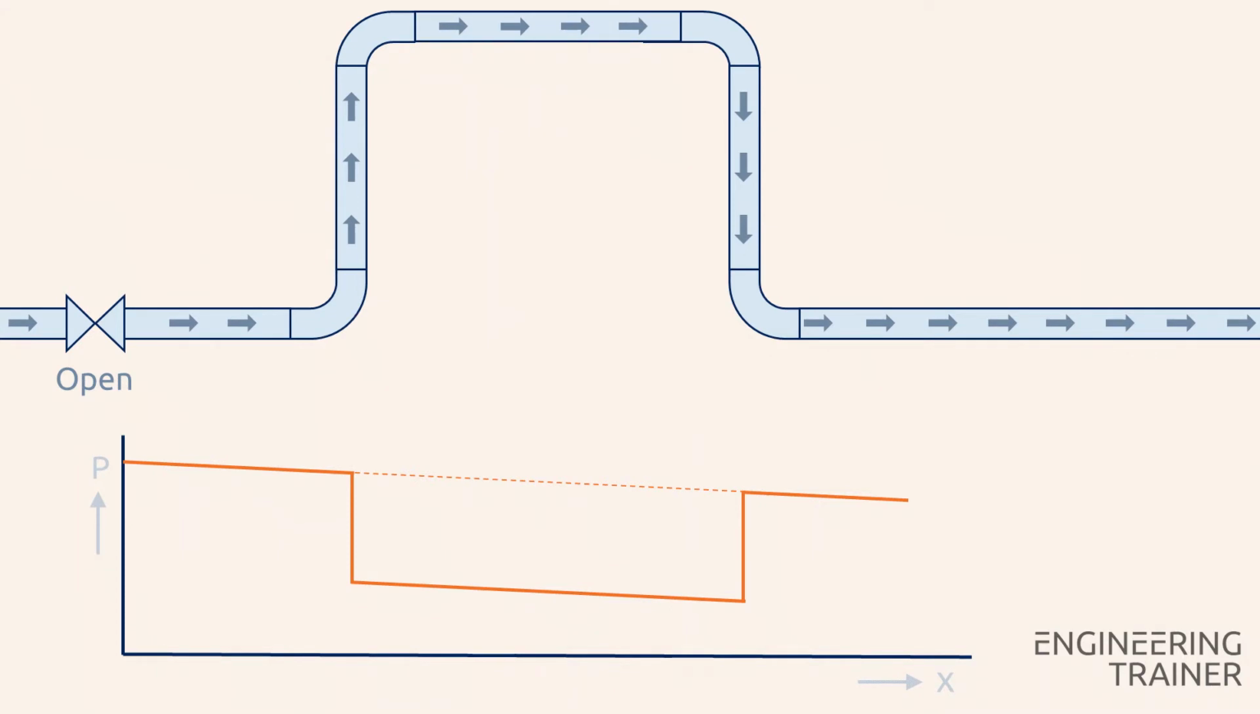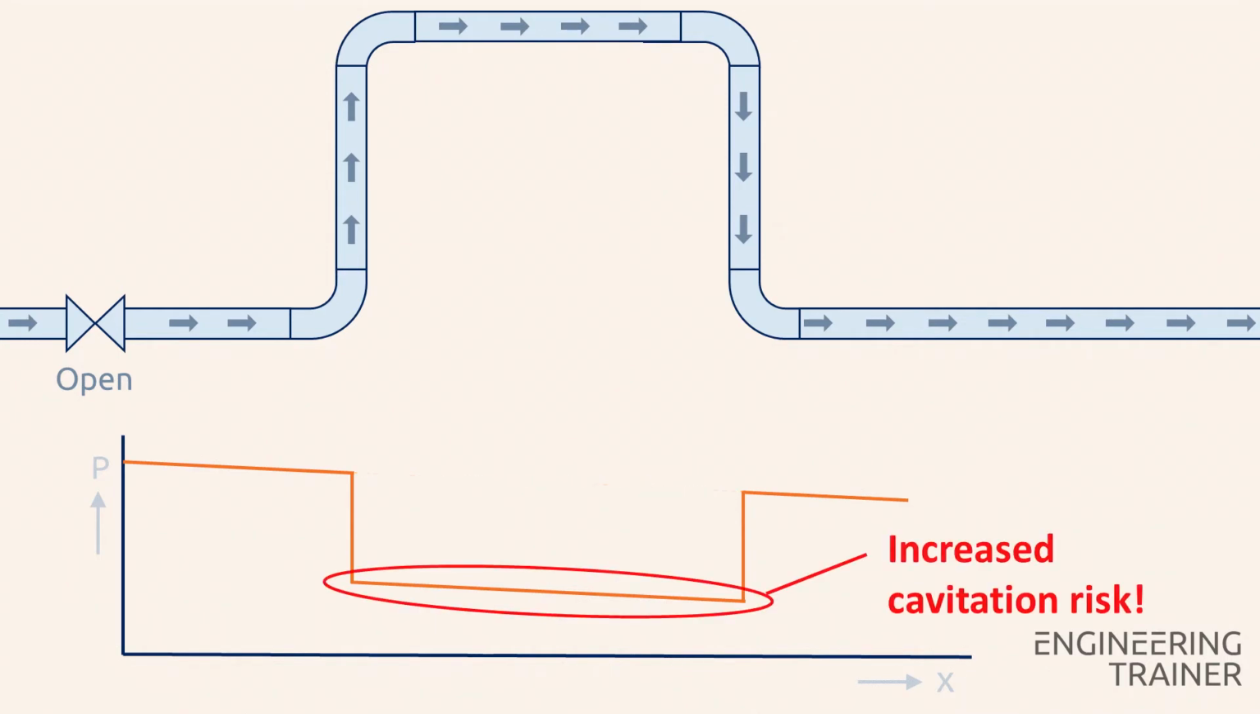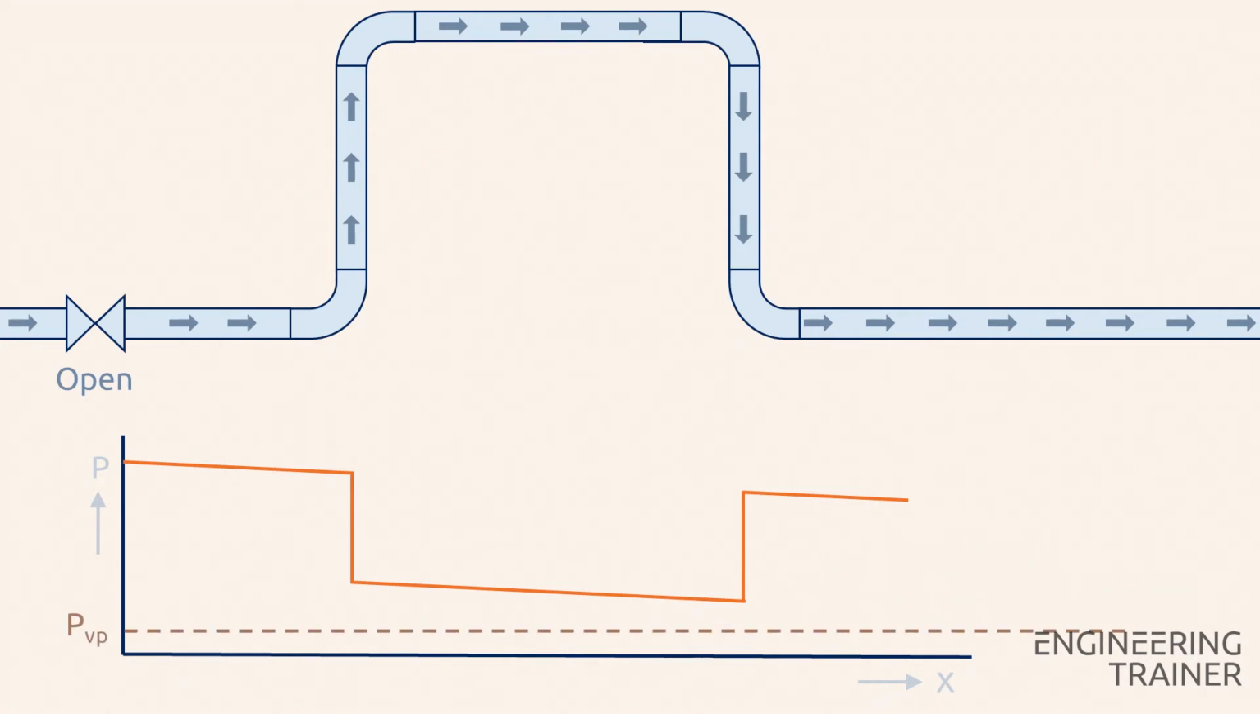Now, because the pressure is lower at this elevated section, there is an increased risk for cavitation, especially at the far end, even though the pressures are well above the vapor pressure during steady-state operation. Let's evaluate what can happen when the valve closes.